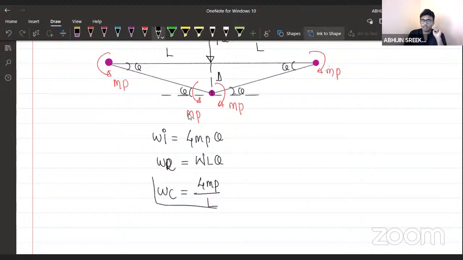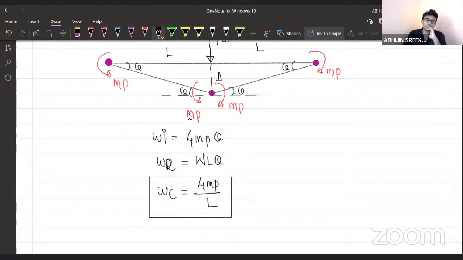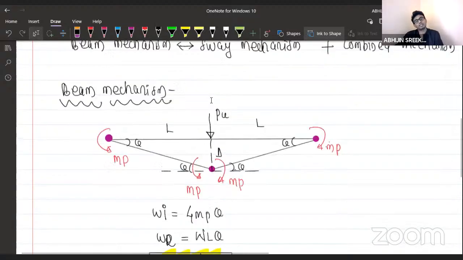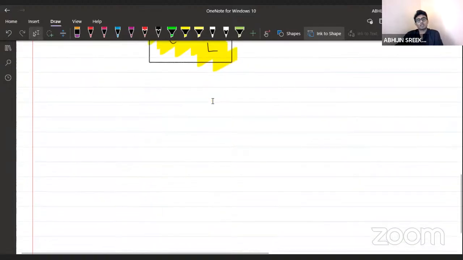Perfect. Got it? Are you understanding this? Are you getting this point? How did we calculate 4 MP by L? We have equated WE with WI, external work done with internal work done. That's it. That's how we'll be doing it for beam mechanism. Now let us do it for sway mechanism.